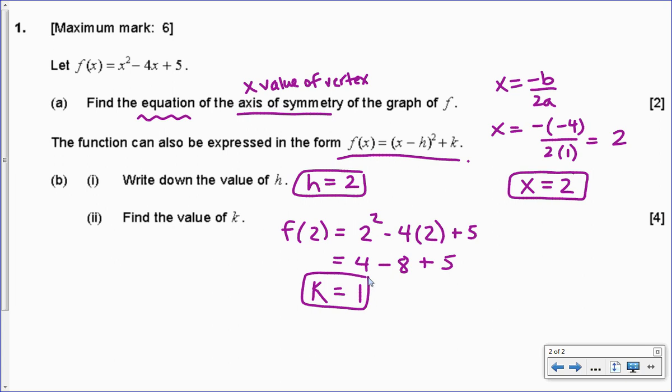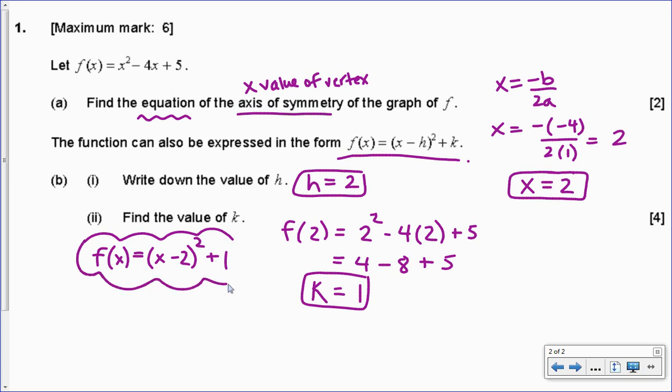It doesn't ask us to write the final function in vertex form, but if we did, it would be f of x equals (x minus 2) quantity squared, plus 1. That would be the vertex form of the very same function that was given at the top of this question. And that's all.